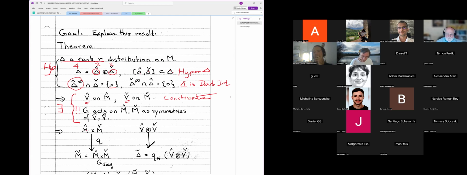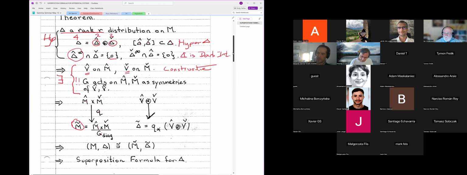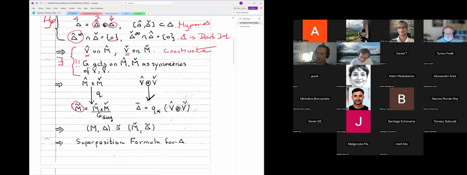You construct the orbit manifold by taking these two, the cross product, and quotienting by the diagonal action, and that's going to give you a new manifold, which we're going to call M tilde. All the constructions that we do in this talk and in this work are local in nature. So we tend to talk and write globally, but we think everything is local.